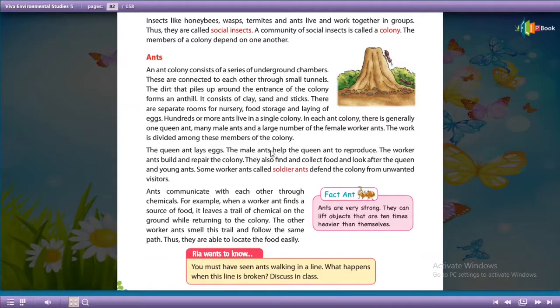The male ants help the queen ant to reproduce. So in order to reproduce, male ants help the queen.